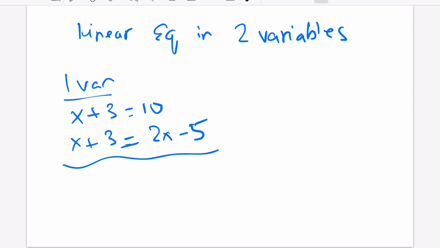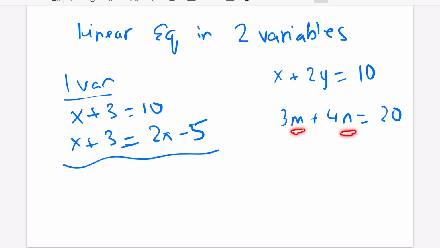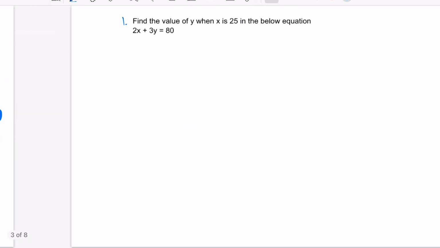Okay, but in today's case you are going to see something like x plus 2y is 10. As you see here, there are two variables, x and y, or something like 3m plus 4n is 20. Again there are two variables, m and n. All right, so today's lecture we are going to focus on linear equations in two variables. Let's take a deep dive into some of the problems I have listed here.